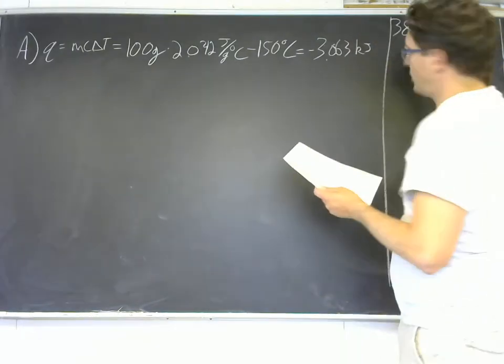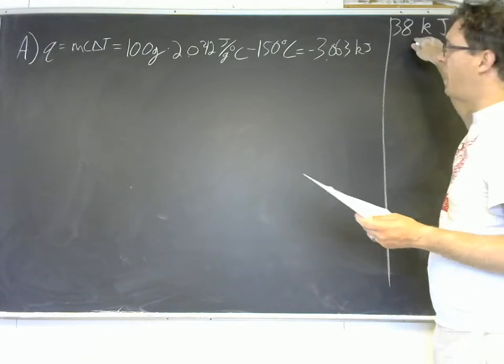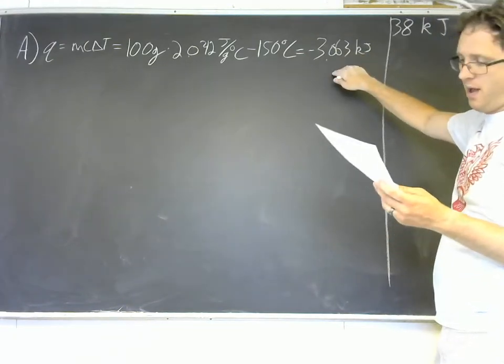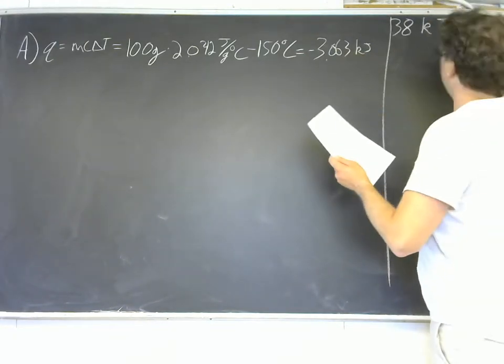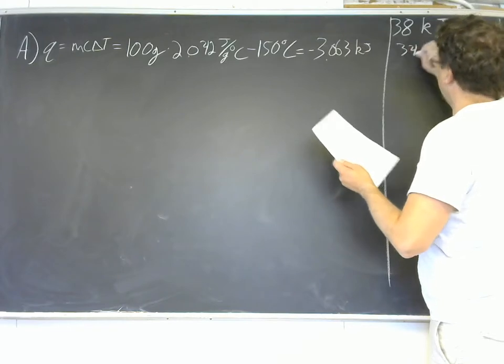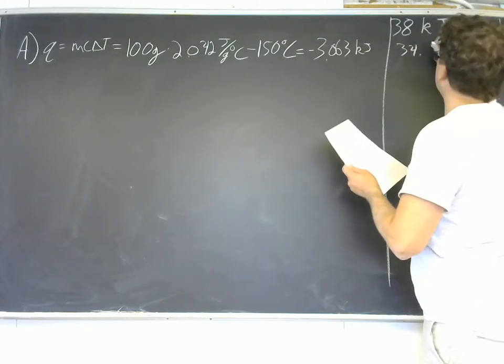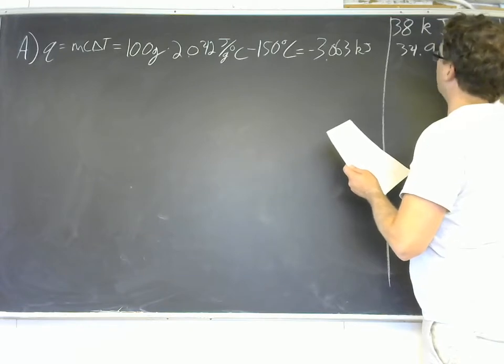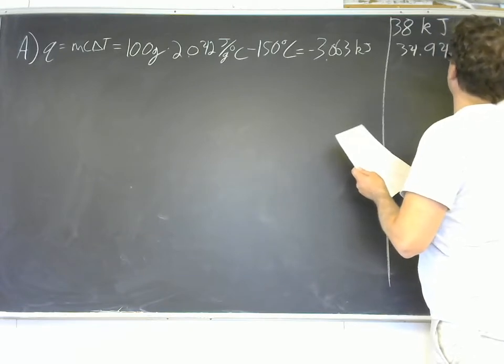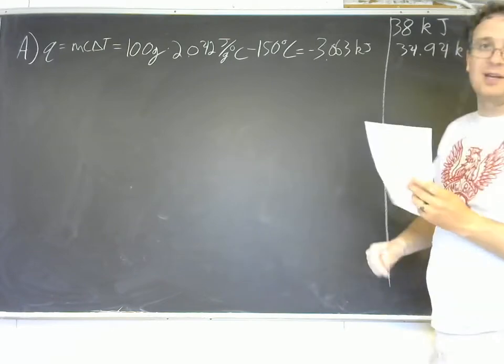And so if I started with 38 kilojoules, by the end of the first step, there's 34.94. Is this right? 34.94 kilojoules remaining.